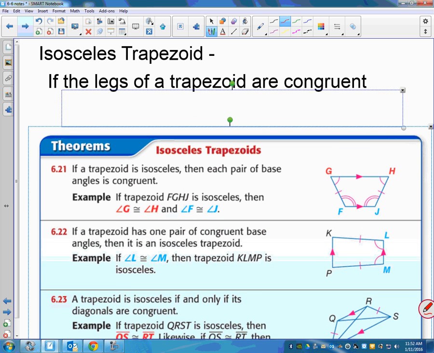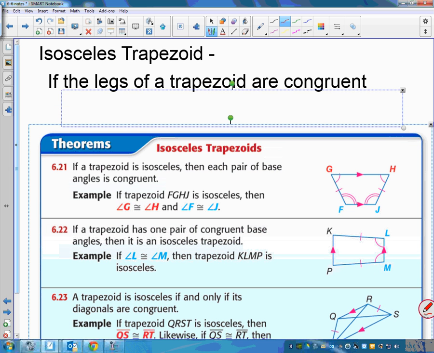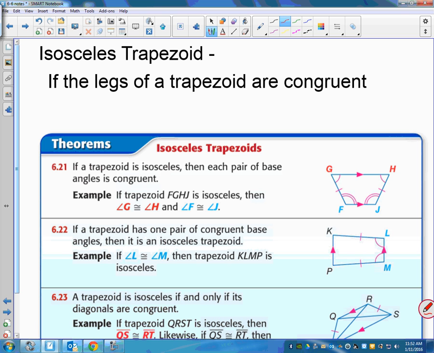So let's talk about which side is which, right? I told you that the parallel sides are called the bases, right? So that means the non-parallel sides are called the legs. So an isosceles trapezoid is if the non-parallel sides are congruent.